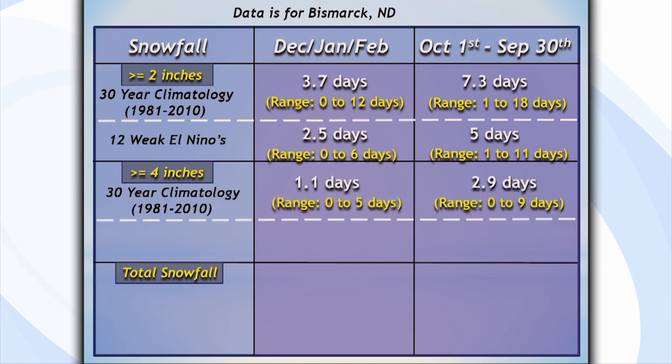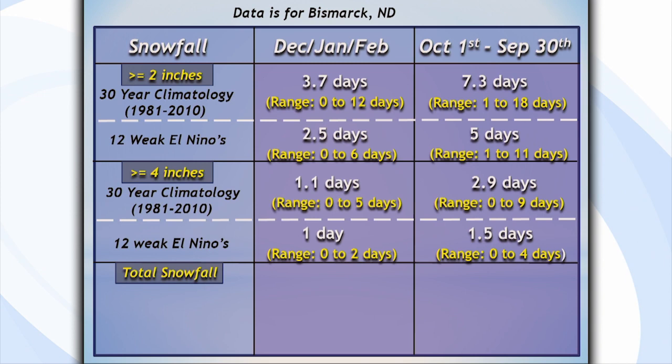How about greater or equal to 4 inches? Well, the 30-year climatology would tell us about 1 day in a 3-month period do we see on average that we have a snow event with greater or equal to 4 inches. Over a year, it's about 3 days. For a weak El Nino, not much change, about 1 day and about 1.5 days, so lower for the yearly.